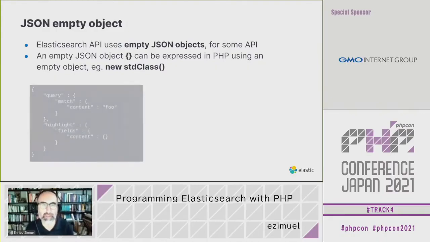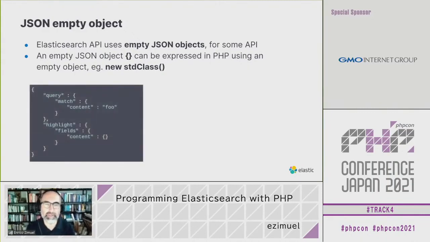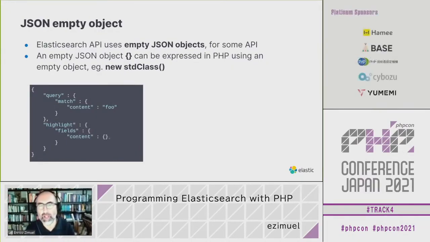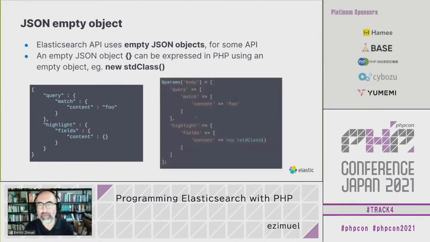Why is this important? Because there are some APIs like this. This is a snapshot of a code snippet of a specific search API in Elasticsearch, where you have to provide, as you see here, an empty object. So how can you map this empty object into an associative array? You can just create an empty object using the standard class as is. In this case, this empty object will be translated into an empty object in JSON. So this is just a reminder that there is this difference between PHP and JSON.